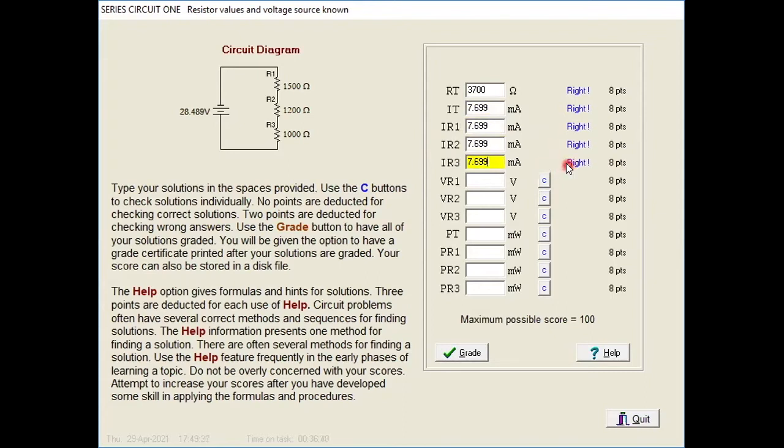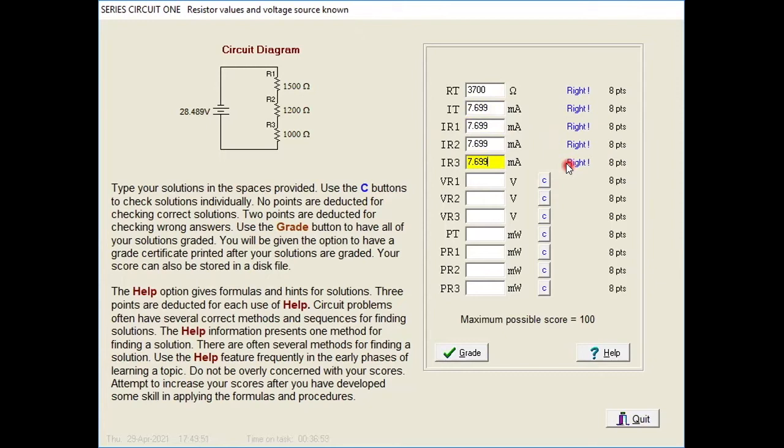That's why it's a law. Nobody's disproven it, and it always seems to work for us. So let's stick with using it. So current is constant in a series loop. That means anywhere we have a current in that loop, it's going to be the same as I total. So IR1, 2, and 3 are equal to I total. So the next three there were correct.